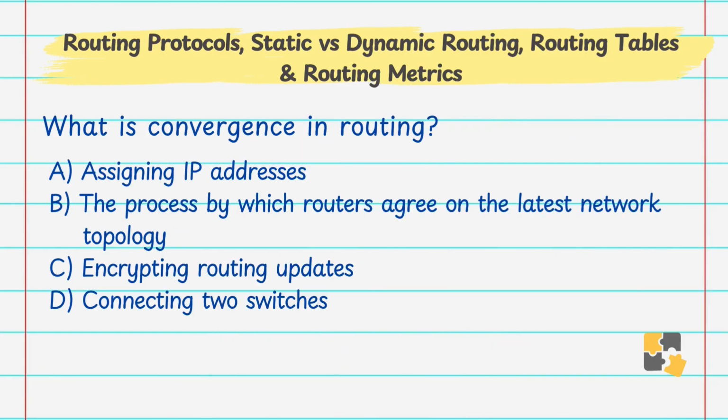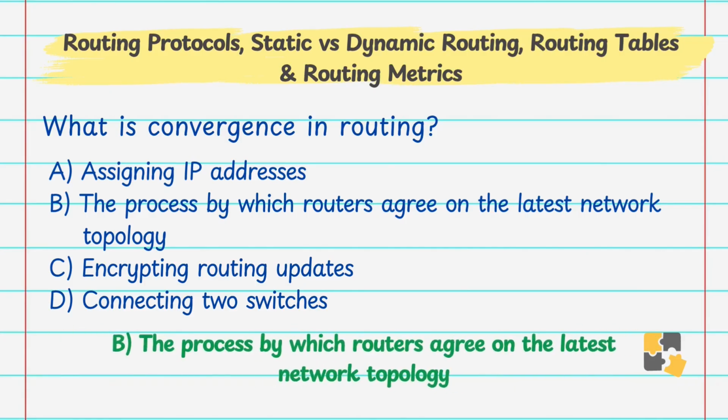What is convergence in routing? A. Assigning IP addresses, B. The process by which routers agree on the latest network topology, C. Encrypting routing updates, and D. Connecting two switches. Answer is B. The process by which routers agree on the latest network topology. Convergence is achieved when all routers have updated and consistent routing information after a network change.